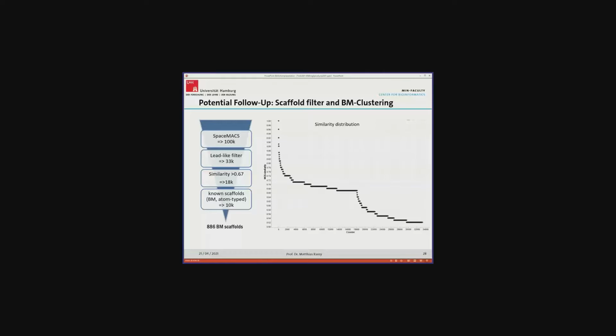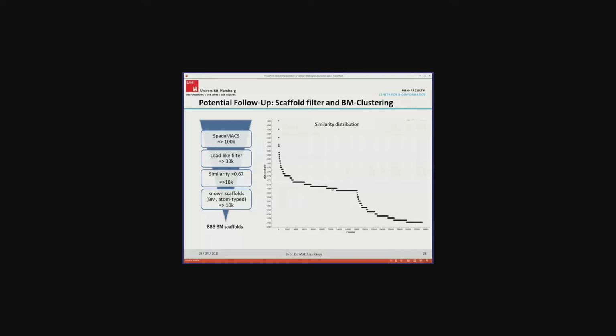We have 100,000 now. You could use classical filters, for example, filter for certain lead-like properties, similarity to the original compounds, and also the similarity to the lead compound. Here you see in the slide the order of these molecules given just by the MCS similarity, and you see that you have here this 1.0, which shows that the molecule is part of the space.